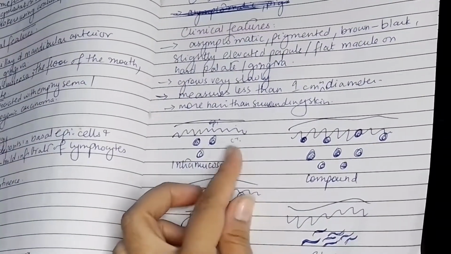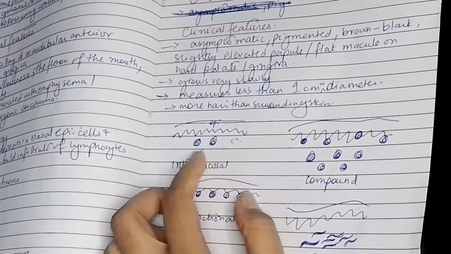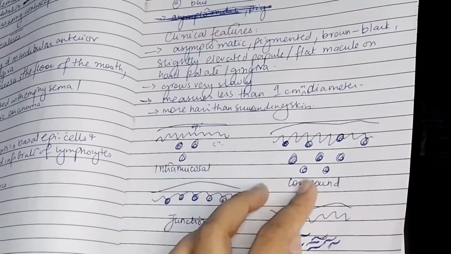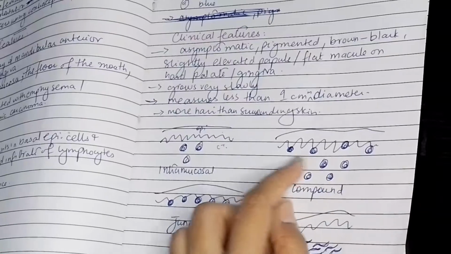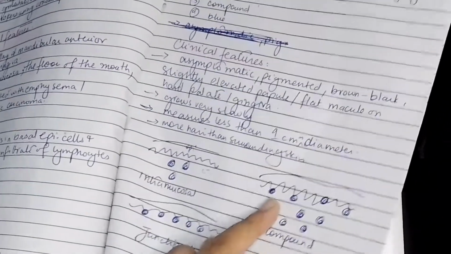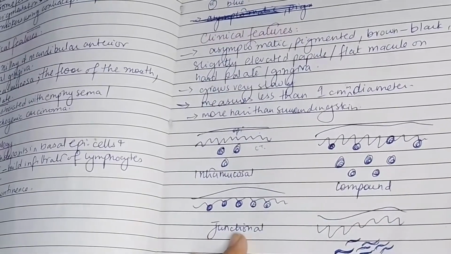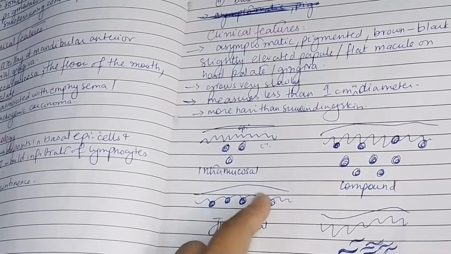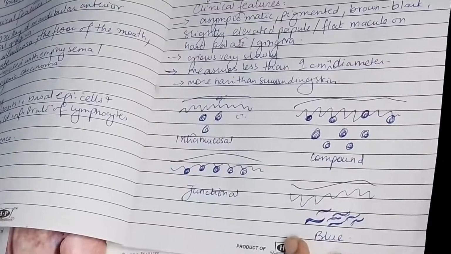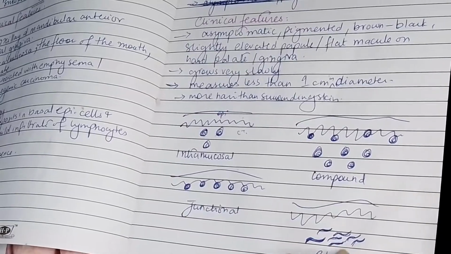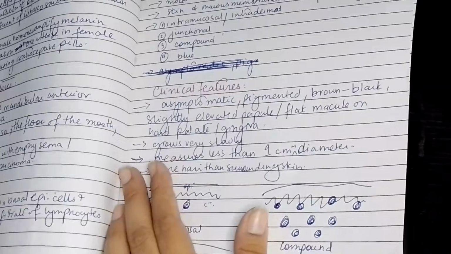The intramucosal will be present in the connective tissue. This is the epithelium, this is the connective tissue, so they will be present entirely in the connective tissue. Whereas in the compound ones, they will be present both in the connective tissue and at the epithelial boundary. Okay, and the junctional will be present only at the epithelial boundary, the junction of the epithelium and the connective tissue. And the blue nevi will be spindled and they will be in the connective tissue, but they will give a bluish appearance. Okay, we are on the clinical features.